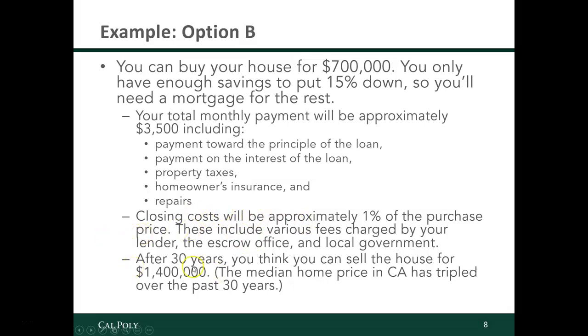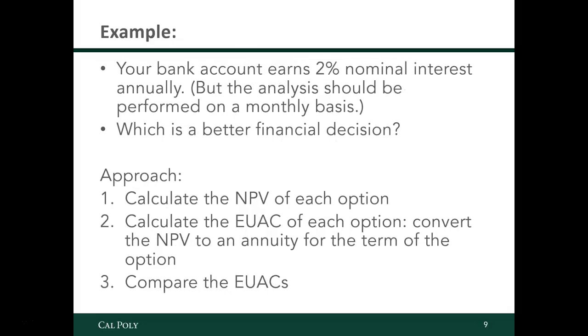But after 30 years, you think you can sell the house for $1,400,000. That might be a reasonable amount, right? That's doubled over the 30-year period, whereas the median home price in California has tripled over the past 30 years. Now, it's uncertain what the markets will do, but maybe that's what you're going to assume for this analysis, okay?